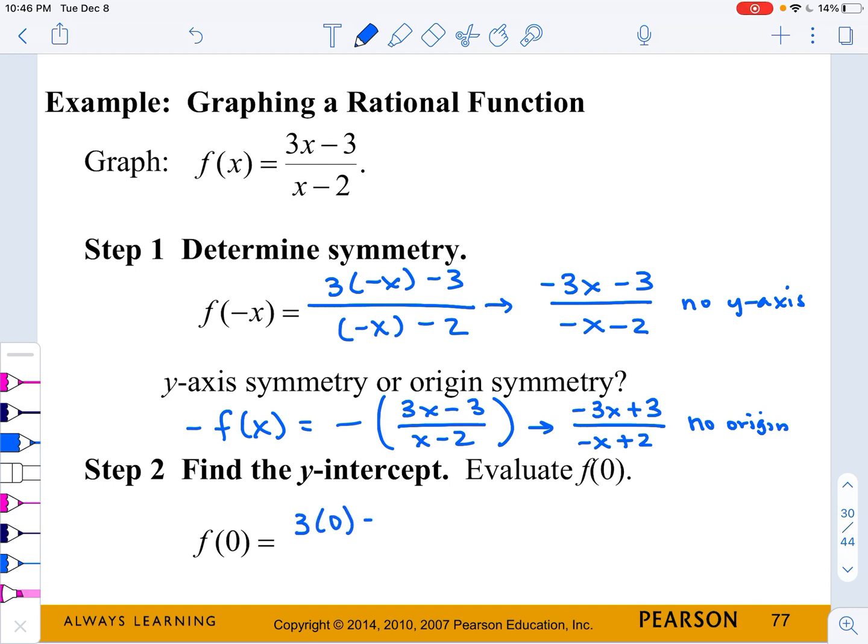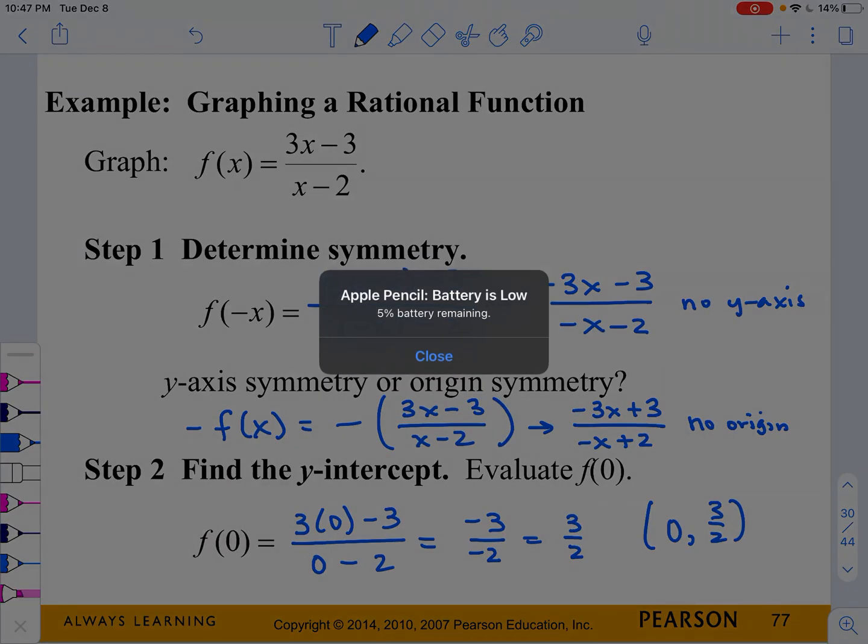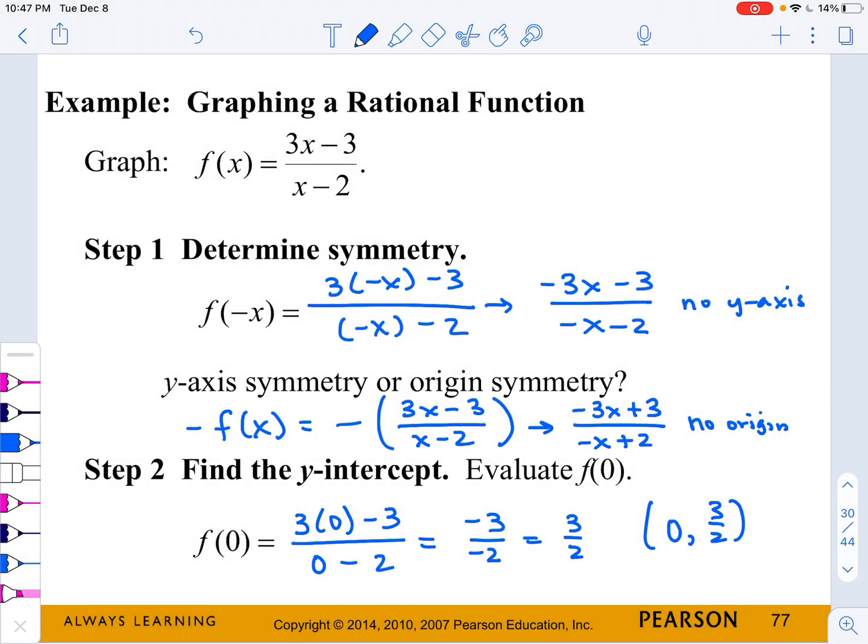So that means we have 3 times 0 minus 3, and we have 0 take away 2. 0 minus 3 is negative 3. 0 take away 2 is negative 2, which gives us a positive 3 halves, which gives us an ordered pair. When x is equal to 0, we have a y-intercept of 1.5 or 3 halves.